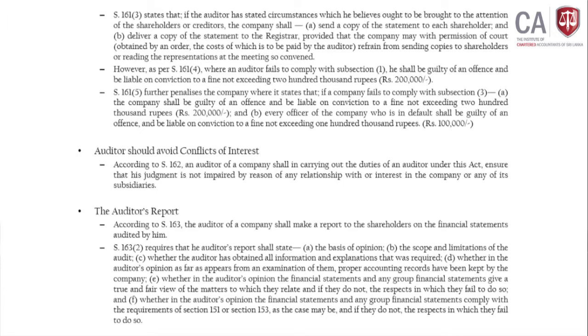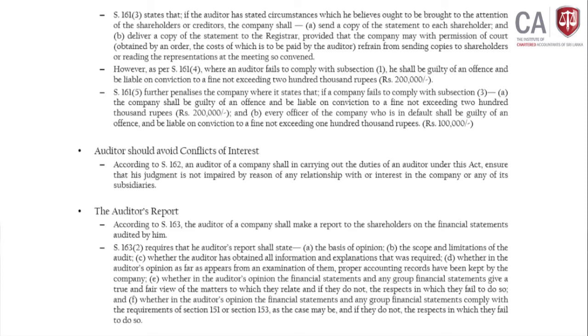Whether in the auditor's opinion, as far as it appears from an examination of them, proper accounting records have been kept by the company. Also, he has to report whether the company has maintained proper accounting records, because this is very important. The auditor must make it clear whether the company has maintained proper accounting records. All sorts of documents, annexures, supporting documents, connected documents, everything he has to go through and see whether all those things have been kept by the company in the proper accounting system.